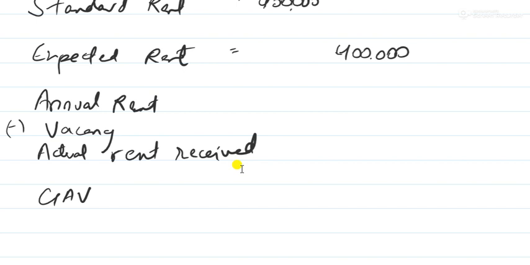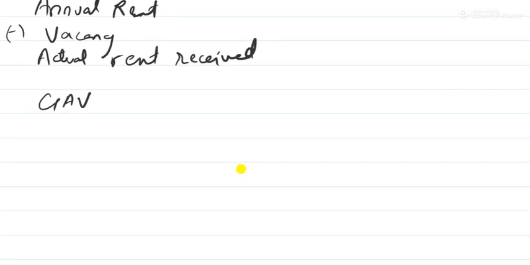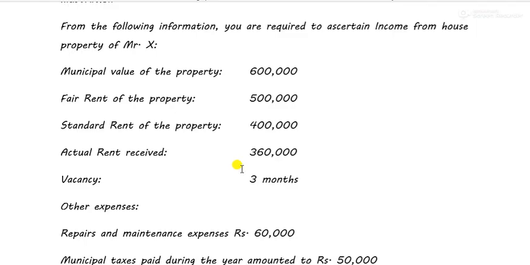So just let us write down whatever we know. Actual rent received is equal to 3,60,000. Okay, now look at the sums. Actual rent received 3,60,000 and vacancy 3 months. Means in a year of 12 months, what happened? 3 months the house was empty. So means this 3,60,000 has been received as the rent of 9 months, right?